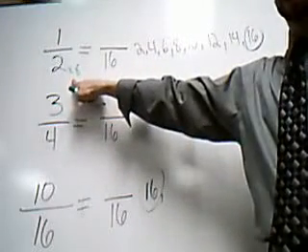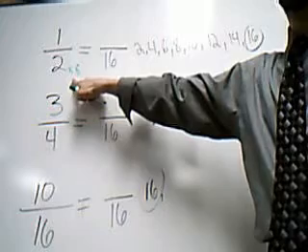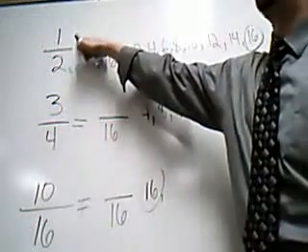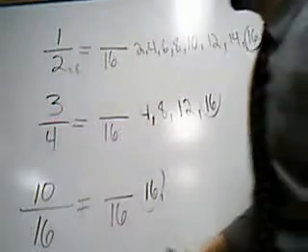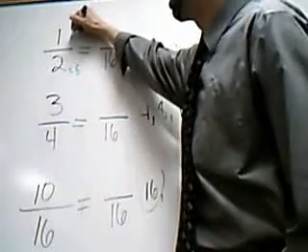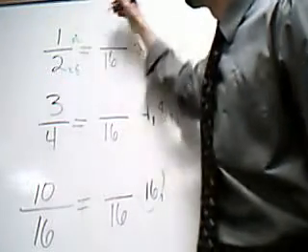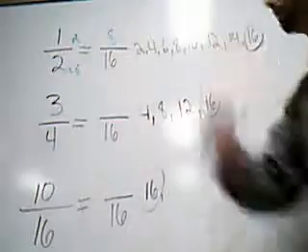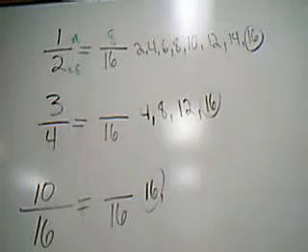Whatever I multiply by in the denominator, I also have to do the same thing in the numerator if it's going to be equal. So I'll also multiply by 8 up here. And 1 times 8 equals 8. And our new fraction is 8/16.